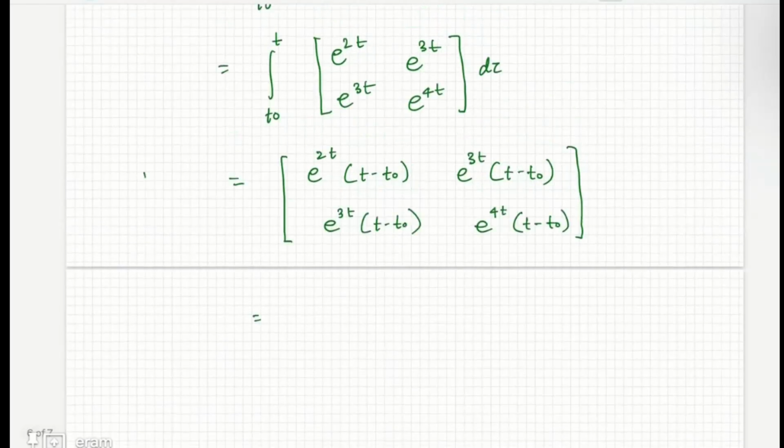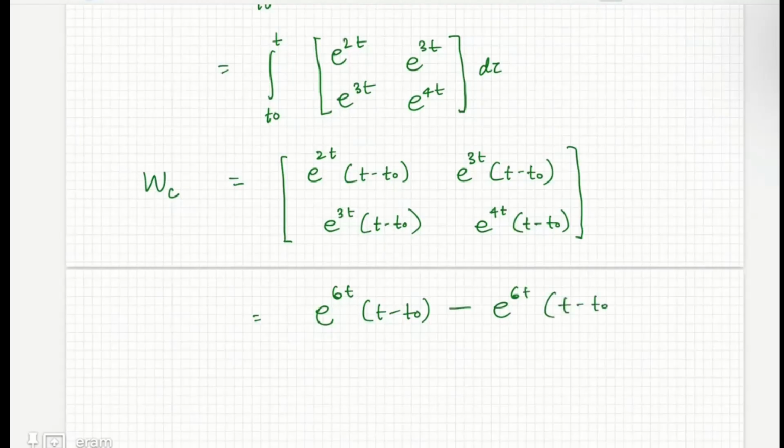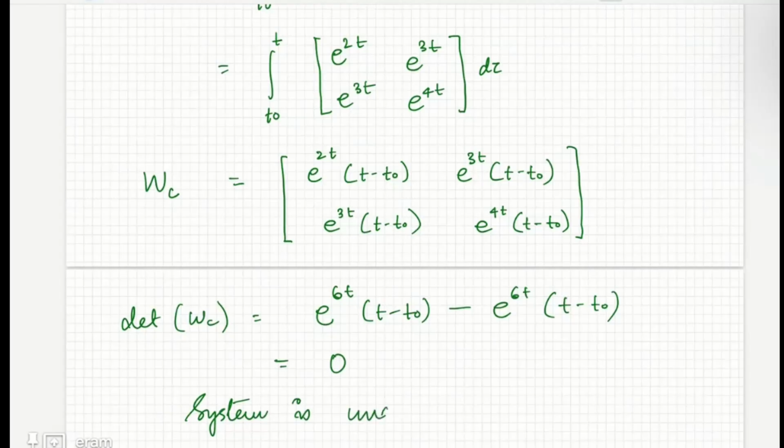Now this is our controllability Gramian and this should be non-singular for the system to be controllable, but when you calculate its determinant, you will see that it comes out to be e to the power 6t minus e to the power 6t. That means that the determinant of WC is 0. That means the system is uncontrollable.